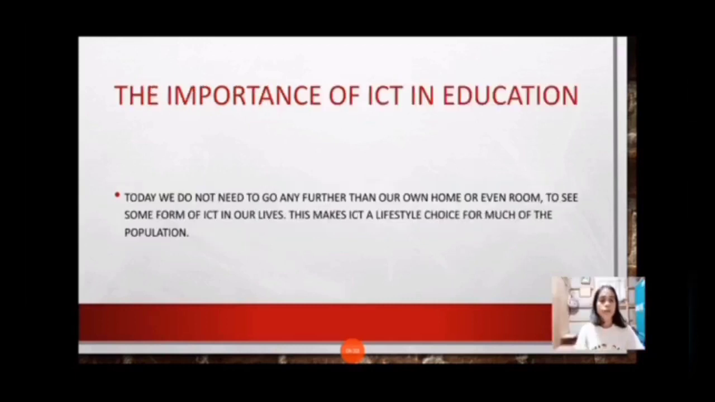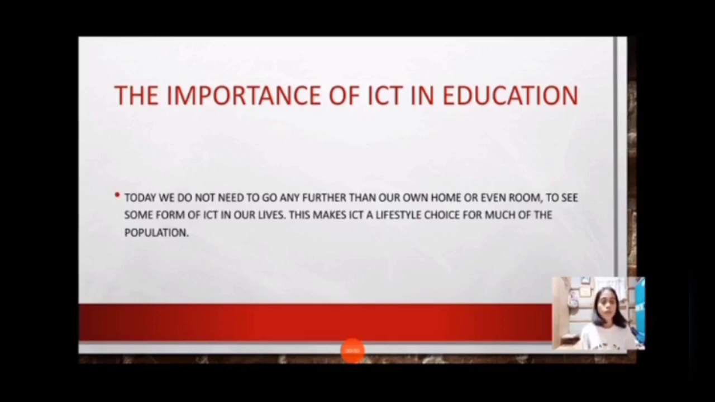The importance of ICT in education. Today, we do not need to go any farther than our own home or even room to see some form of ICT in our lives. This makes ICT a lifestyle choice for much of the population. This lifestyle choice is changing the way we communicate, how we interact and gather information.